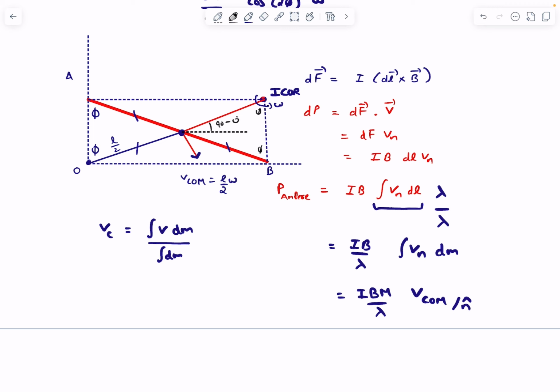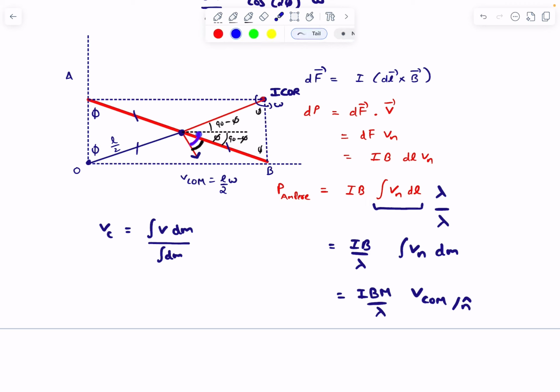Now the velocity vector is normal to this line, and this line makes an angle phi with the vertical. So the velocity vector makes an angle phi with the horizontal. So this angle over here is phi. Now what is the angle that the velocity vector makes with the rod? The pink angle is going to be phi, so from phi we have to subtract this angle, and this angle is going to be 90 minus phi.